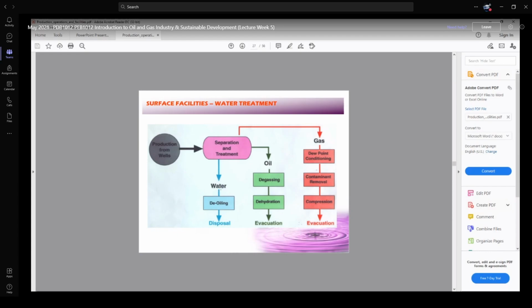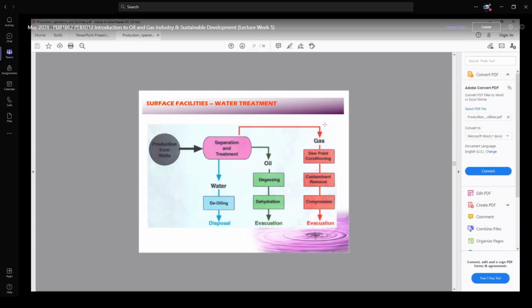There should not be any oil in the water if we are going for disposal. If we are re-injecting it, it should be oil free, plus there should not be any solids as well. If after the separation process we get oil out, we have to degas it. If there is gas trapped inside the oil, we have to do degasification. Then after degasification, the oil has to be dehydrated, meaning the water should be taken out of the oil. Then we can evacuate it, meaning we can use it.